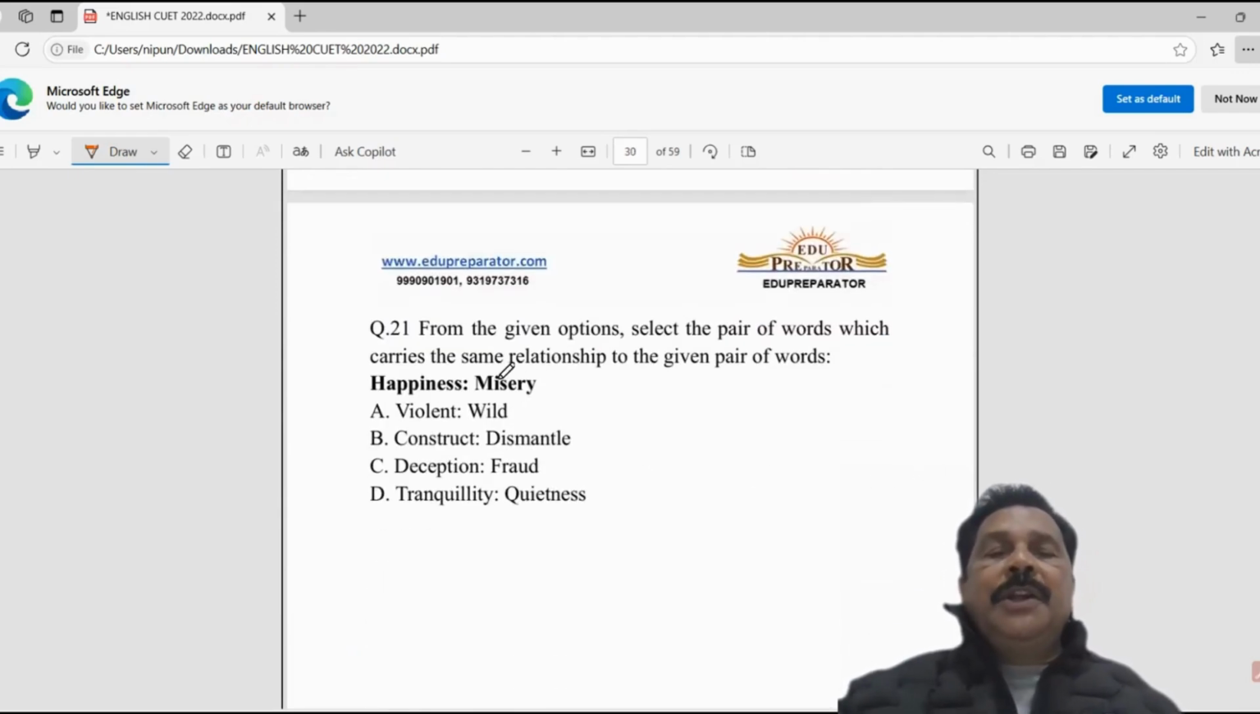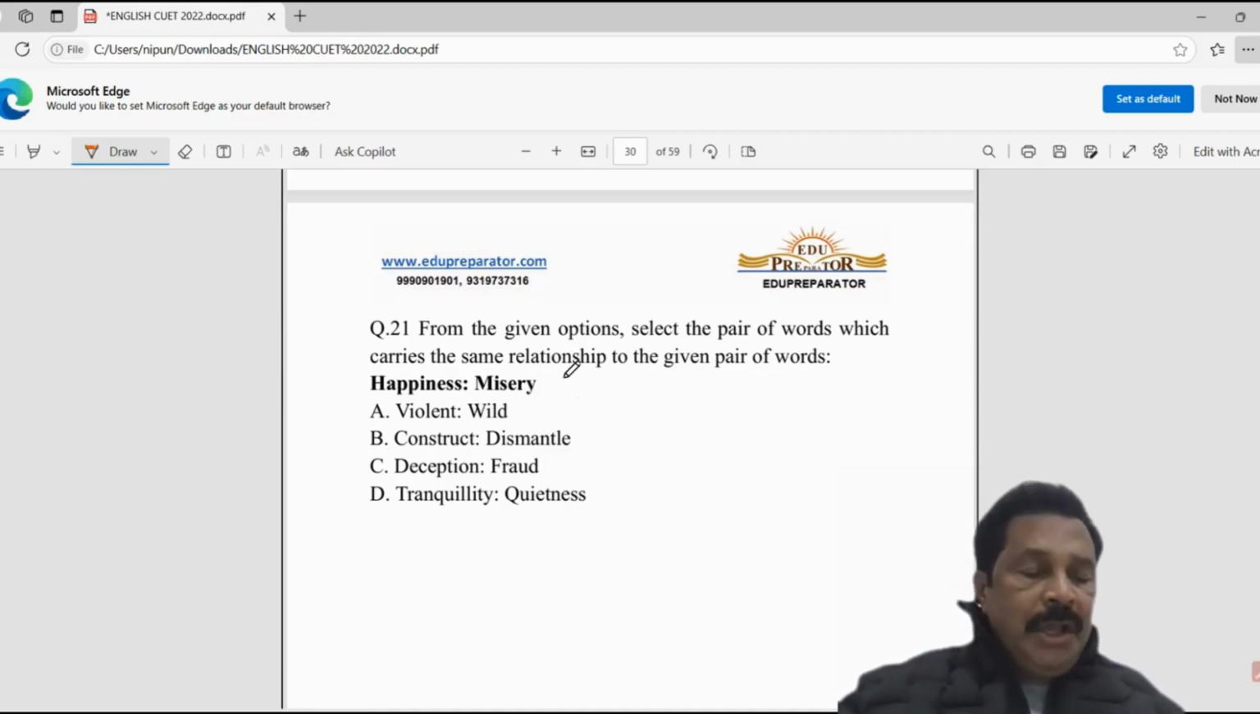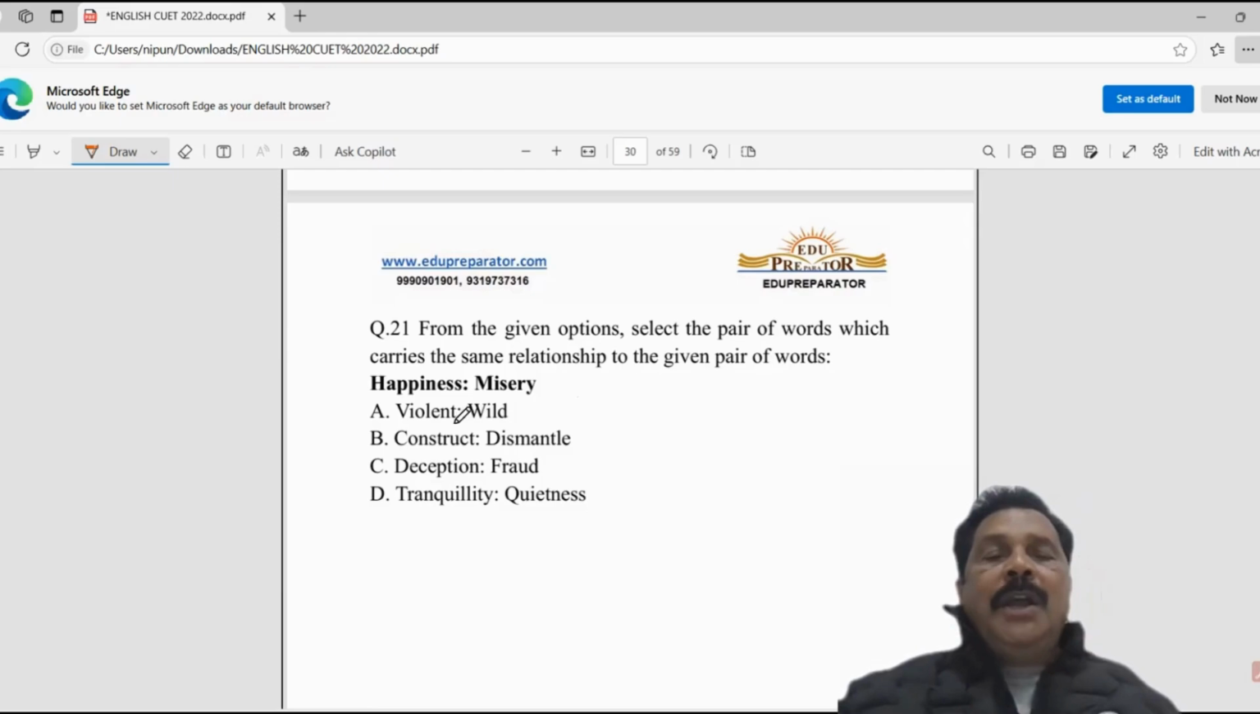Question number 21. From the given options, select the pair of words which carries the same relationship as the pair of words given underneath in bold, happiness and misery. Violent and wild, same. Construct and dismantle, opposite. Deception and fraud, again same. Here the answer is again D, tranquility and quietness. These two words you have already learned from the poem Keeping Quiet in class 12. Peace, quiet, silence.